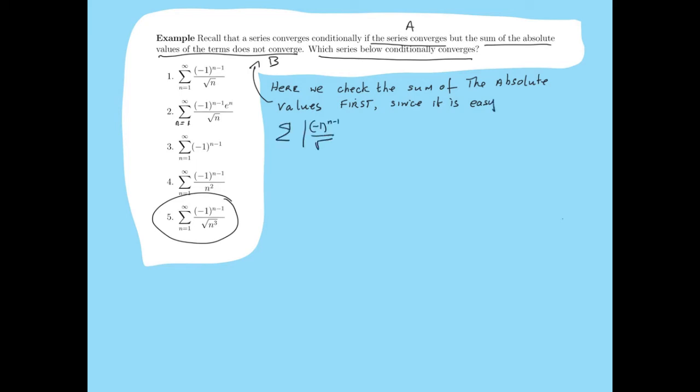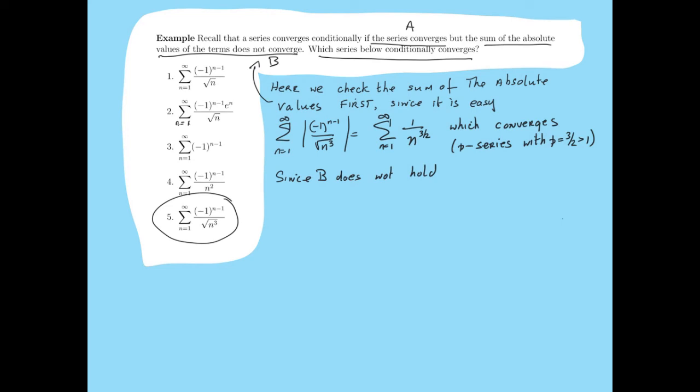And writing down the details, the sum of the absolute values is equal to the sum of 1 over n to the 3 over 2. And this is a p-series with p equals 3 over 2, which is greater than 1, so we know it converges, and therefore this series converges absolutely. So the series itself converges, but because it converges absolutely, it doesn't converge conditionally. That is, because B fails, it doesn't converge conditionally.